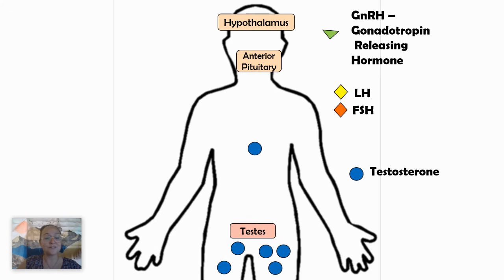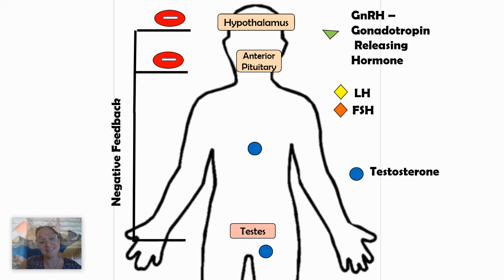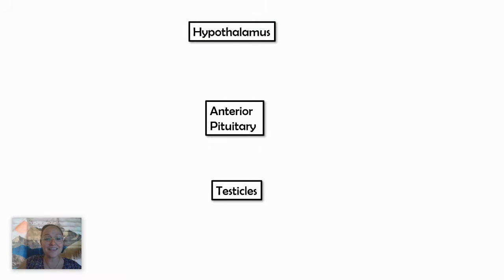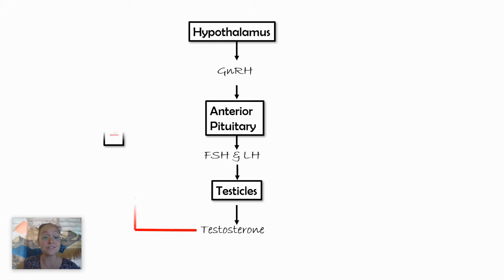Okay, so let's go ahead and look at how you would diagram this out. Here, if you have your hypothalamus, it releases GnRH, which targets the anterior pituitary to release FSH and LH that target the testicles to release testosterone. Now, depending on the levels of testosterone, that will influence how much GnRH and how much FSH and LH are produced.